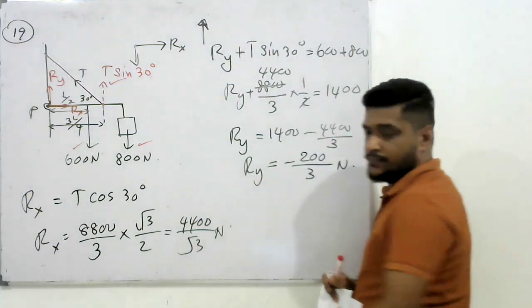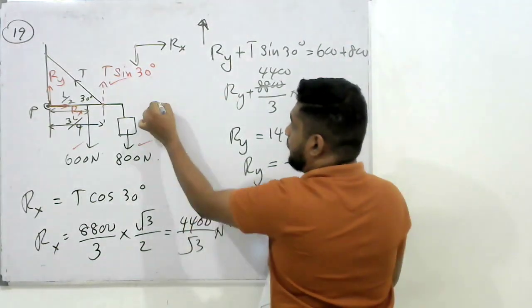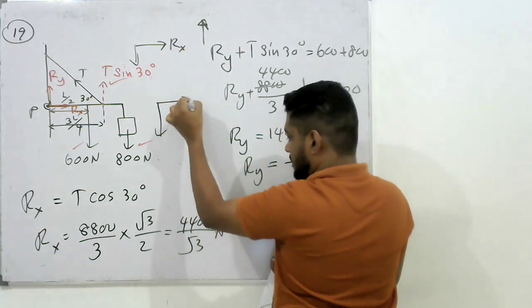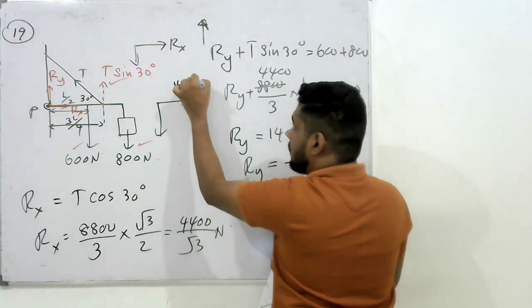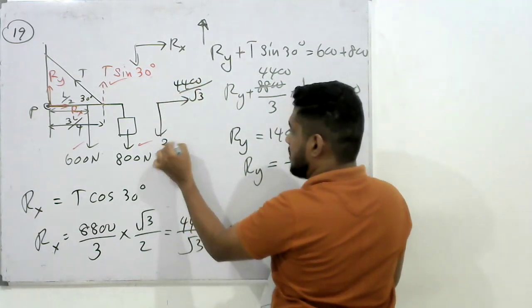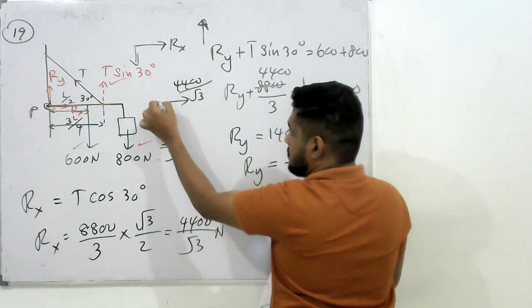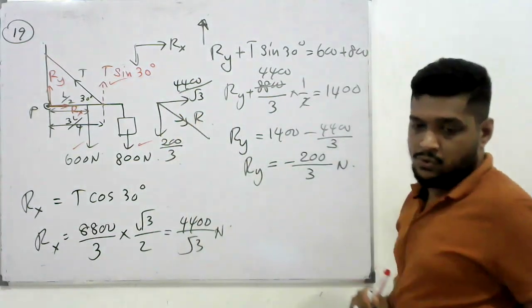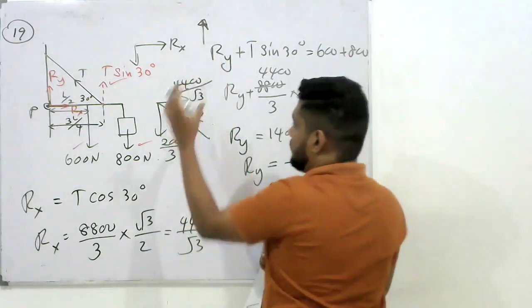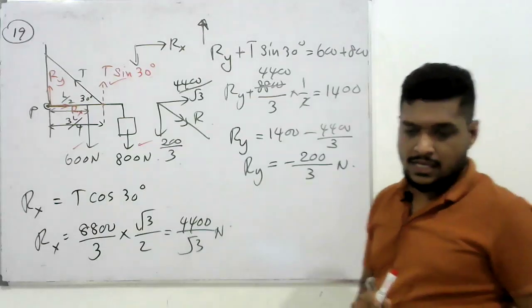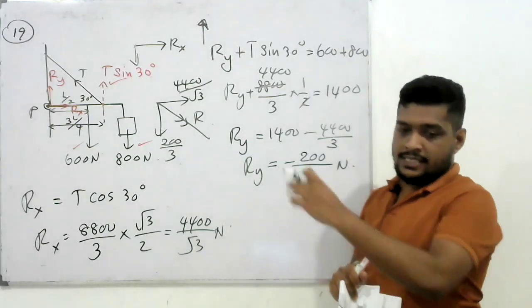Which means this is root 3. This one is, so you need to find this. What you have to do is square this and add them and get the square root.